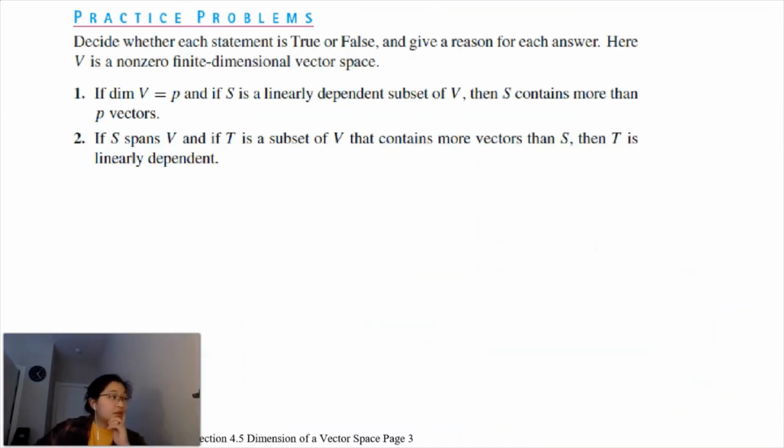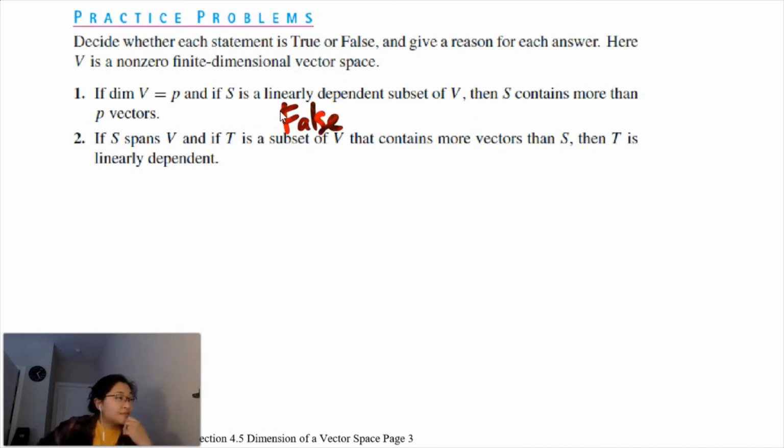Look at these two true-false questions. If the dimension of V is p and S is a linearly dependent subset of V, then S contains more than p vectors. Is that true or false? So what if we look at the 0 vector? The dimension of that is going to be 0, and so that's just exactly one vector, but it is still dimension 0, so false.